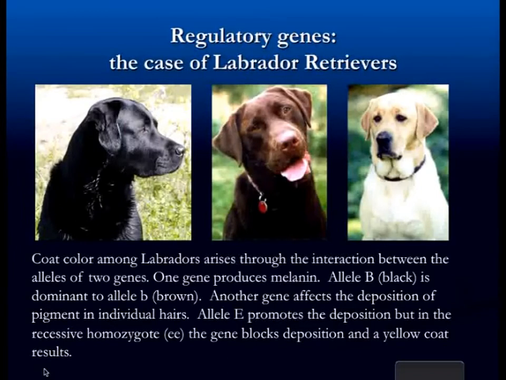The E in the dog, the big E, the dominant E, makes it long, and the double E makes it long. Oh, see? Recessive homozygote blocks deposition and yellow coat results. Okay. I think you actually have all the information you need at this point. But if you have a question, I suppose as an educator, I should answer it.